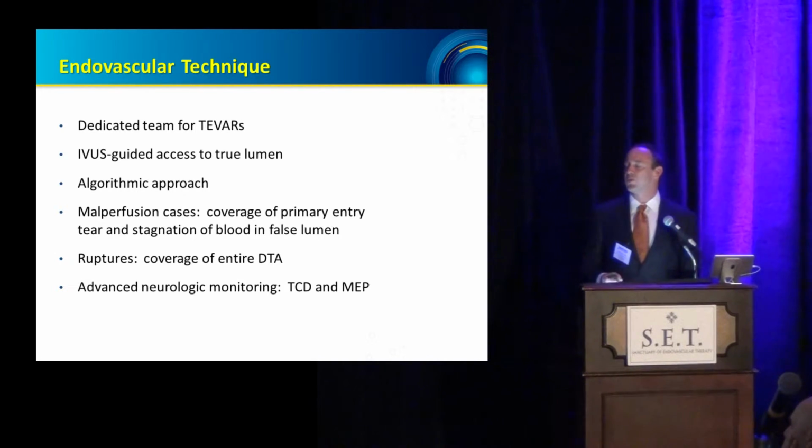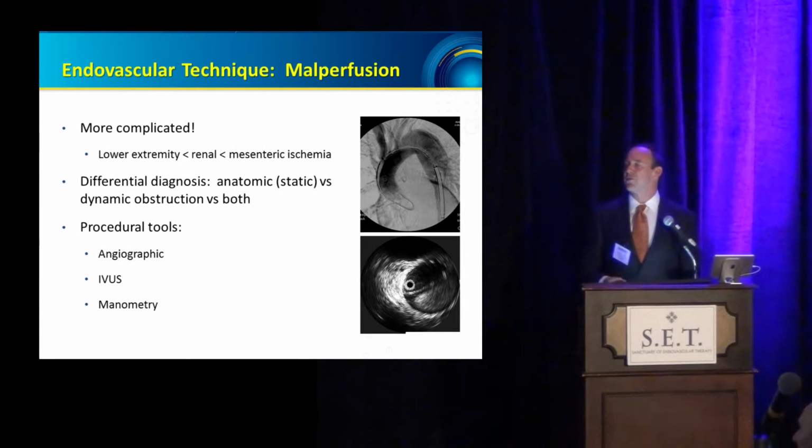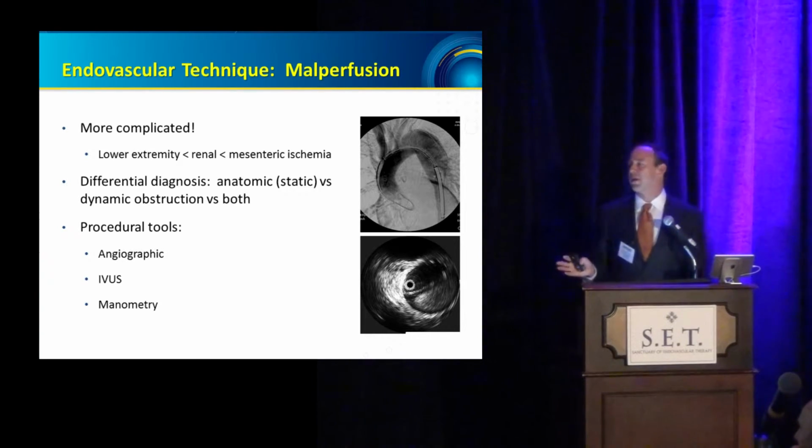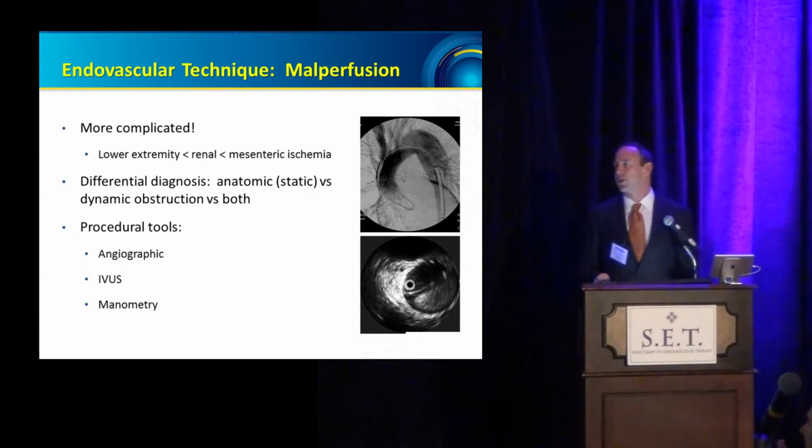Any malperfusion we manage first with coverage of the entry tear with a stent graft, and if there's still malperfusion of one of the visceral or renal vessels, we will then go in there and stent those vessels. These are the cases where they're a bit more complicated, so a lower extremity, renal or mesenteric ischemia. Those are ones where we're going to actually go in relatively quickly with TEVAR and then probably stent one of the visceral or renal vessels.